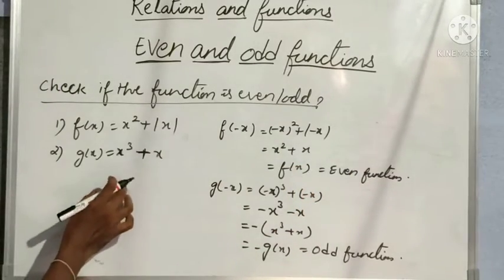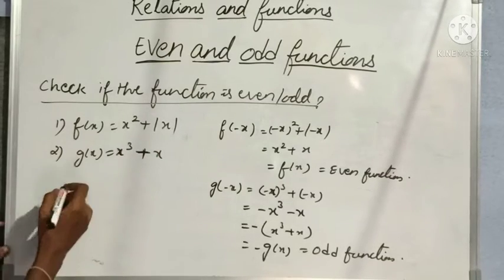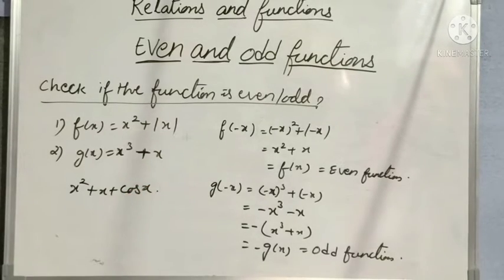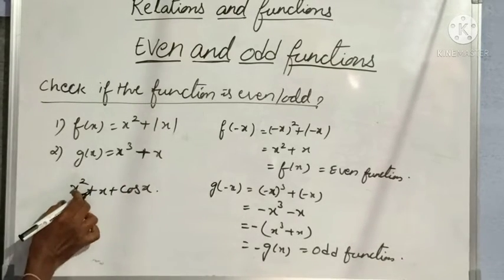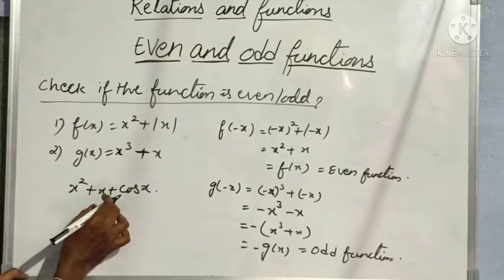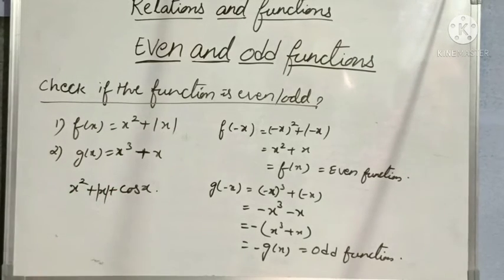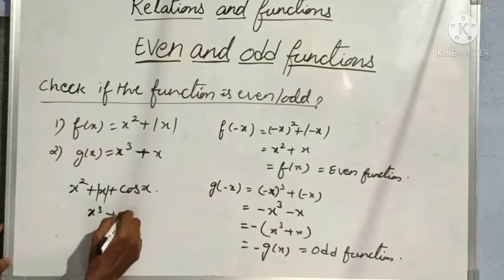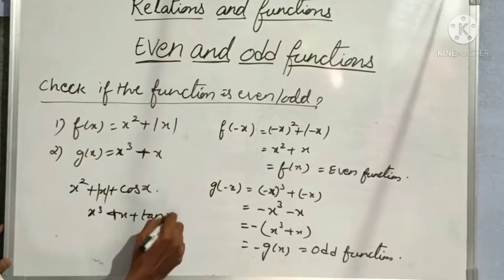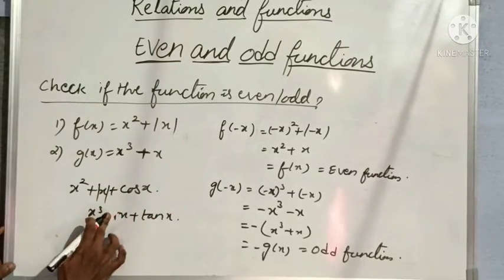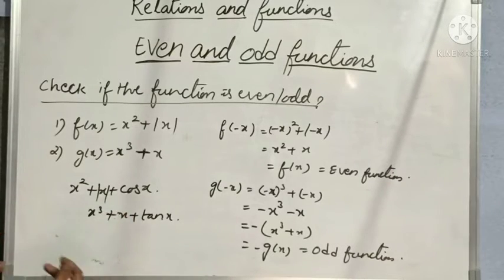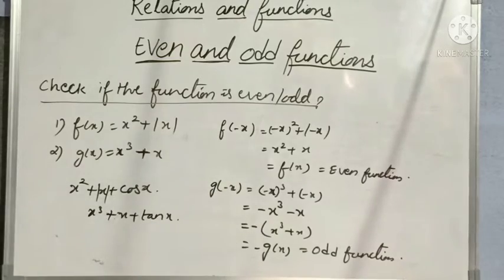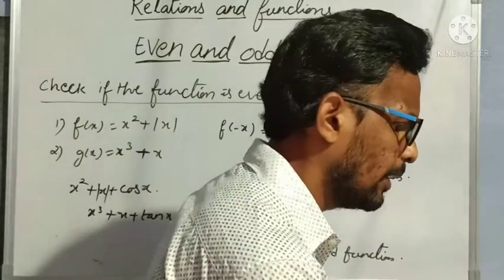Not only here, whatever the function is, you can check like this only. Suppose a function is x square plus mod x plus cos x. Then what type of function is it? There also the same logic: in the place of x, substitute minus x. So it is minus x whole square plus mod x plus cos x. Next, x cube plus x plus tan x. This is also what type of function? There also, in the place of x, what should we substitute? Minus x. Understood? This is how we have to check whether a function is even or odd. Clear?